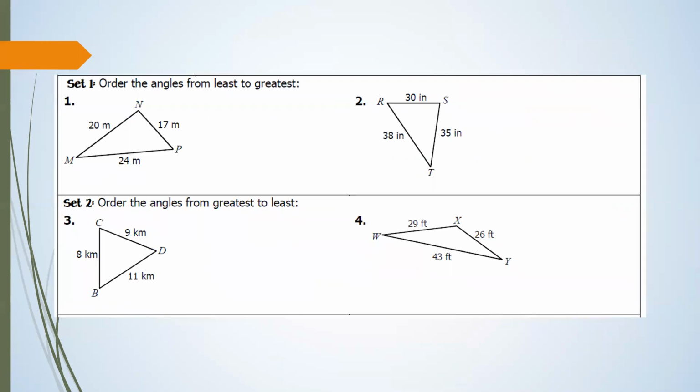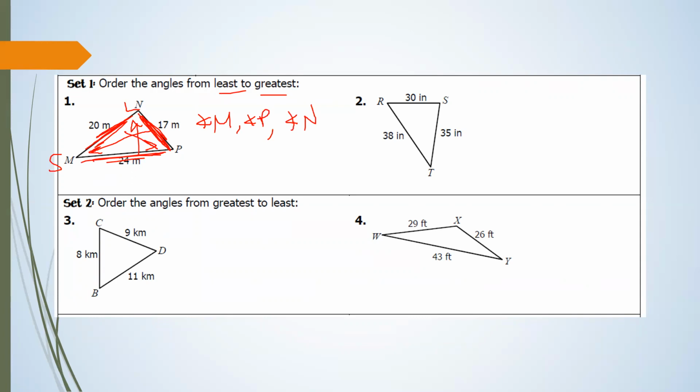All right. So here I want to order the angles from least to greatest. So my smallest angle will be across from the smallest side. The smallest side here is 17. So my smallest angle is angle M. My medium side is 20. So the medium angle will be angle P. And my longest side is 24. So my largest angle is angle N.